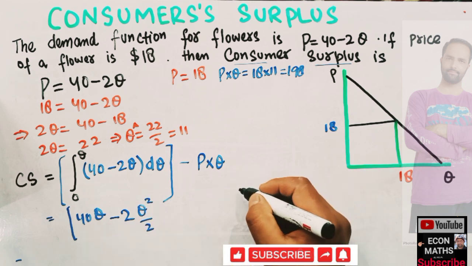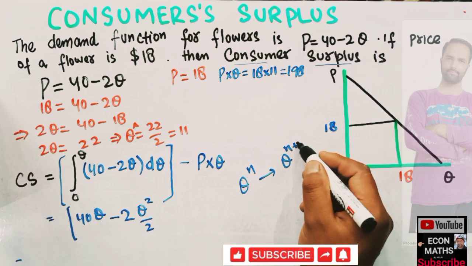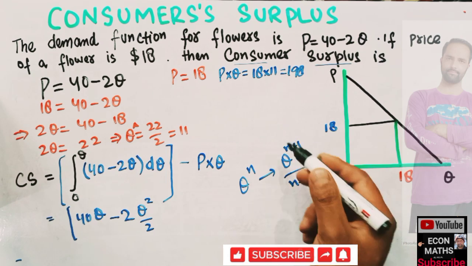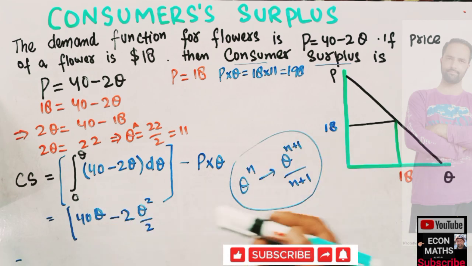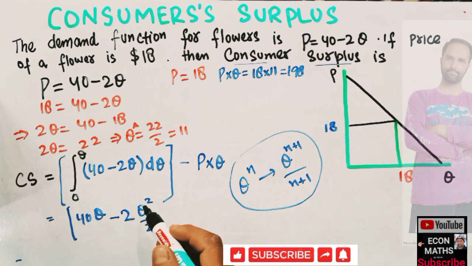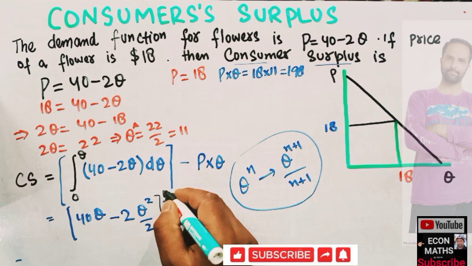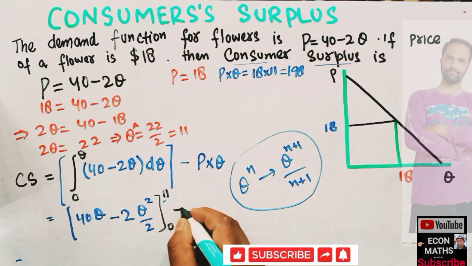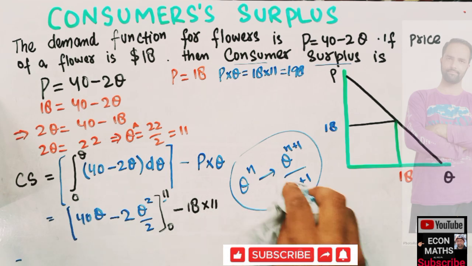How do we calculate the integral of Q to the power n? Simply we write Q to the power n plus 1 divided by n plus 1. This is the integral formula which we use here. So the exponent gets added by 1 and we divide the whole term by the resulting exponent. We have to evaluate it from 0 to 11, minus total expenditure, which is price into quantity, that is 18 into 11.